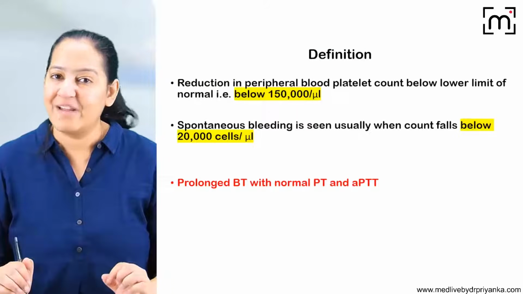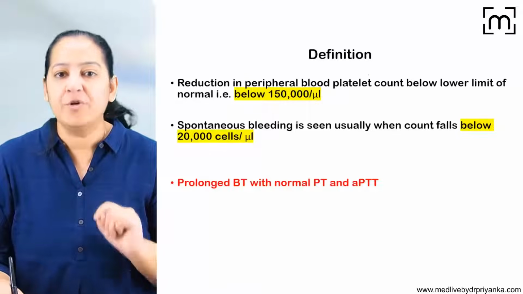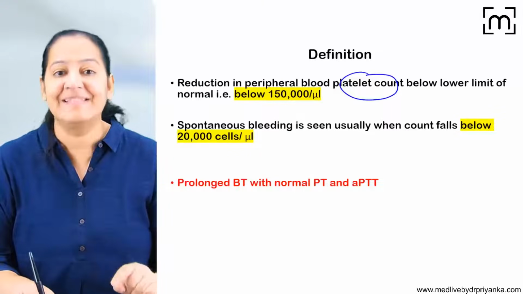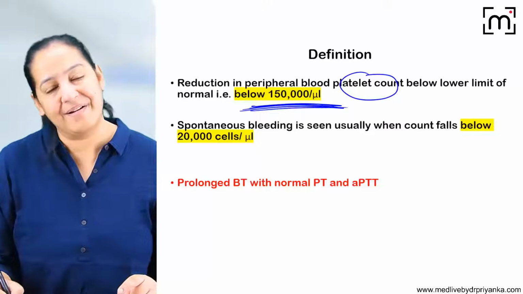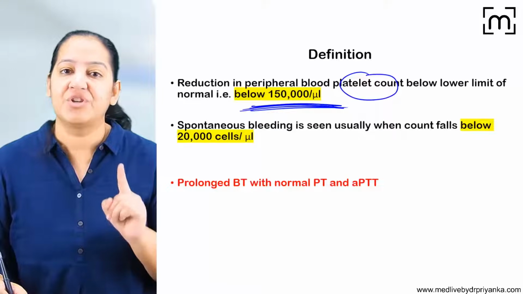I hope you now have a better understanding of what thrombocytopenia means. In thrombocytopenia, the platelet count is less than 1.5 lakh per microliter. This is the definition of thrombocytopenia.